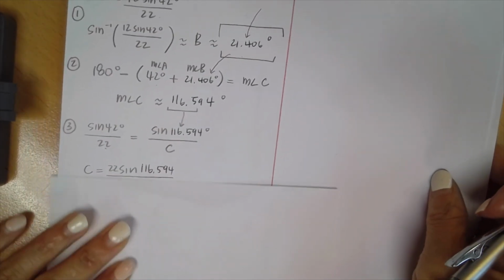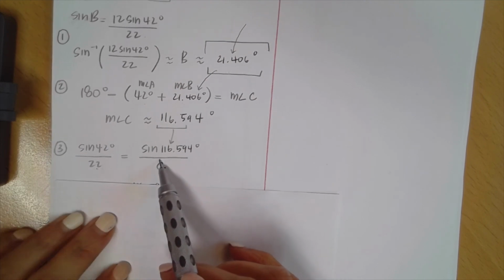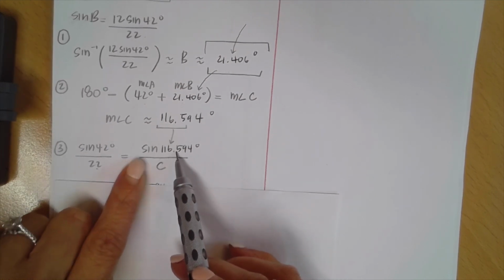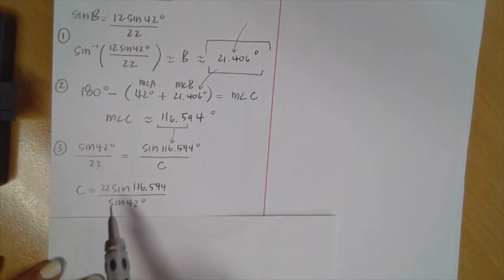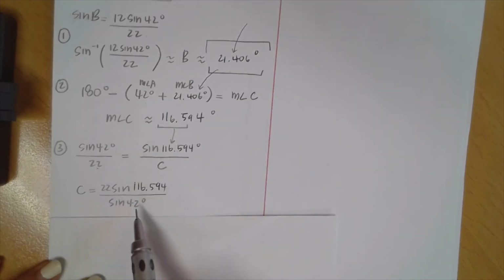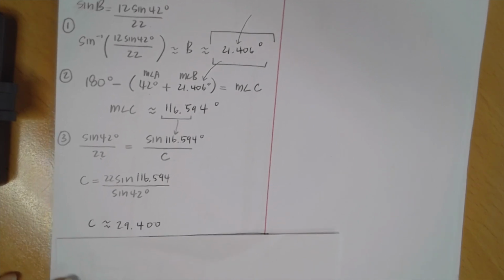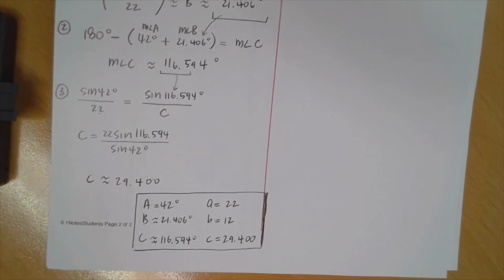So what I did is I set it up as sine 42 is equal to sine of angle C, which we calculated, over C, because we need that. And again, C equals 22 sine 116.594 divided by sine 42, which I got is 29.4 for length C. So now I have actually concluded by doing this. Angles A, B, and C should add up to 180 when you add them together. And that's why we say to round to the nearest tenths, because oftentimes it might go a little over 180 or a little under 180 if you round to the nearest thousandths, okay?